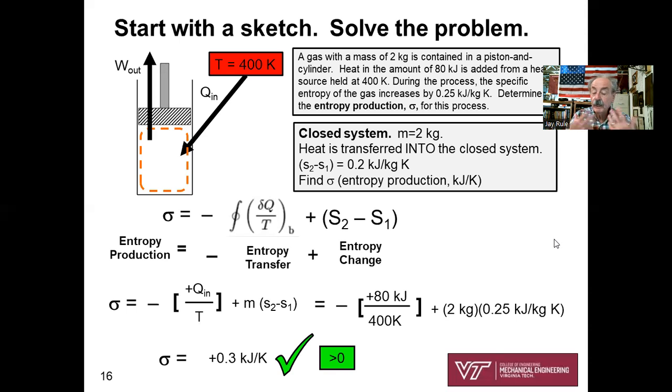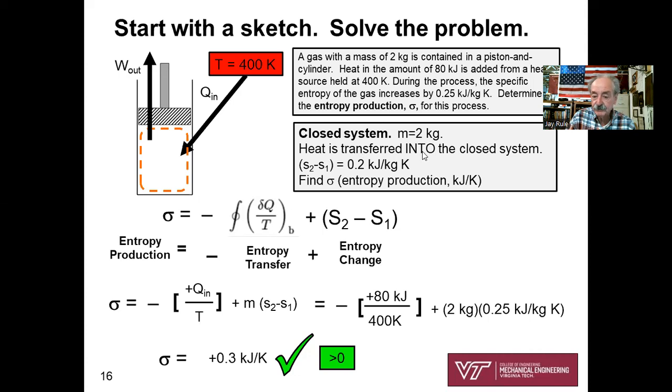All right, here we go. We can fit it on one slide. Here's the problem statement. Here's a sketch, piston and cylinder. I'm showing heat in and work out of my closed system. There's my system boundary. And I'm showing that the heat is being added from a temperature source at 400 K. That's a good sketch, all right? Some notes that I write down next to my sketch: I write it's a closed system. I write down the mass.